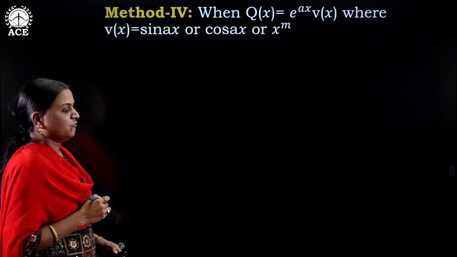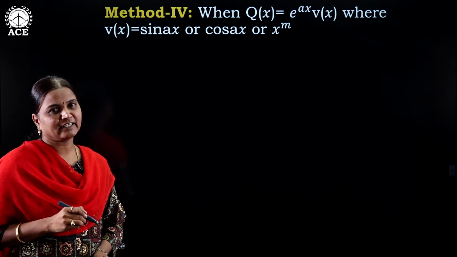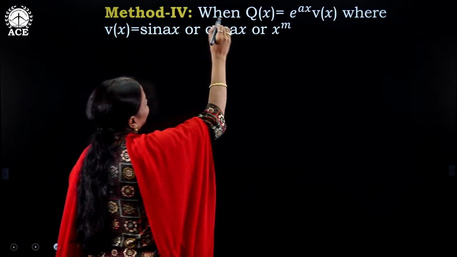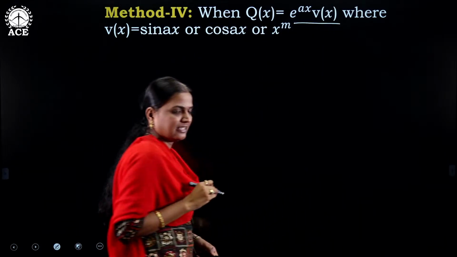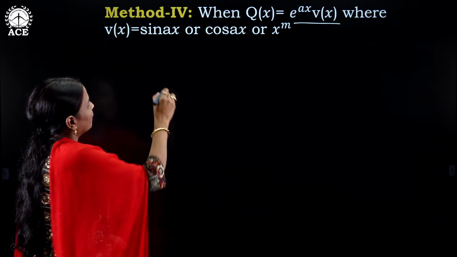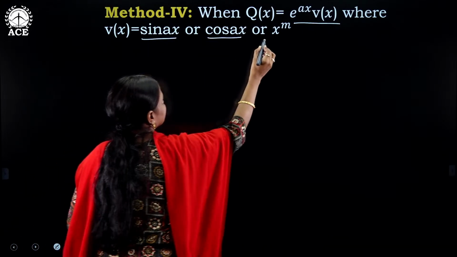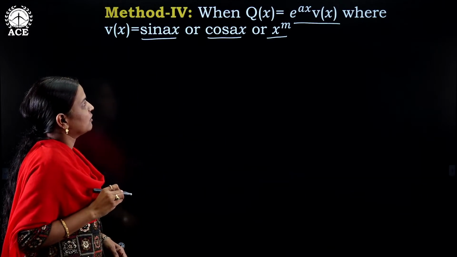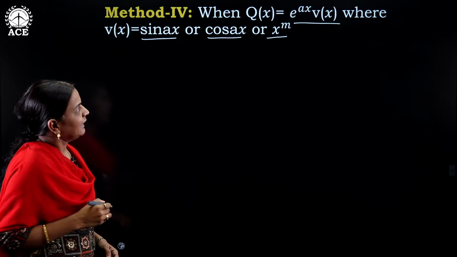So what is the fourth method? This is the fourth method to find the particular integral of a given function. We apply this method when q of x is equal to e power ax into v of x, where v of x is some particular function: sin ax or cos ax or x power m. In this case, how to find its particular integral?